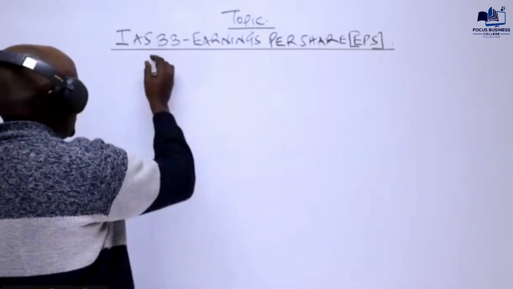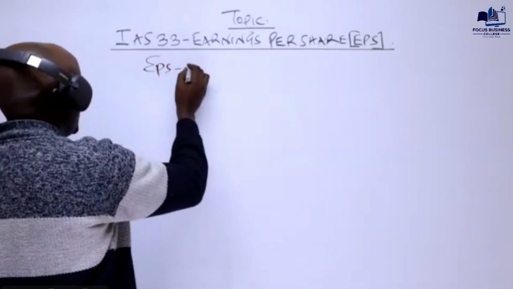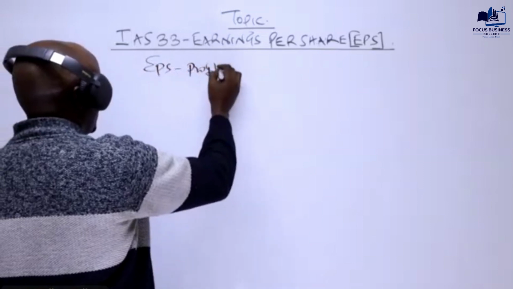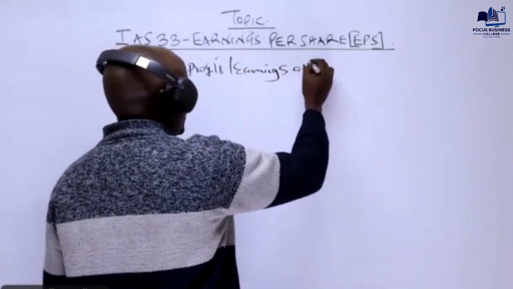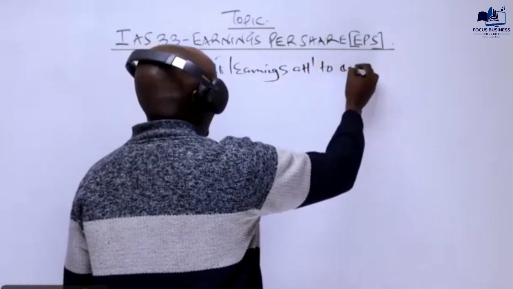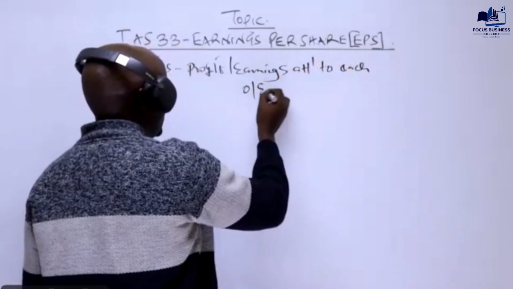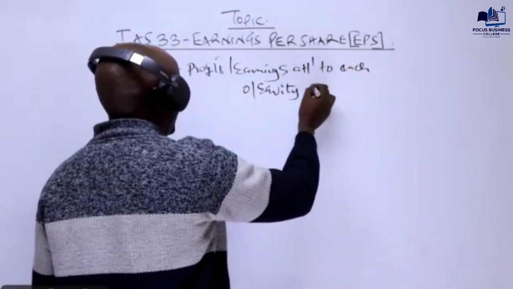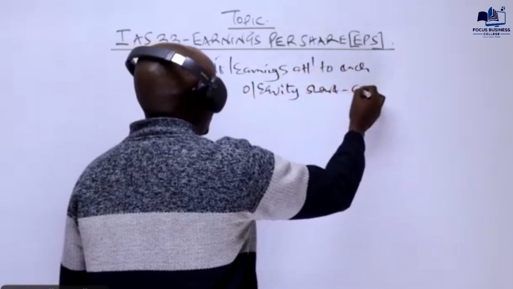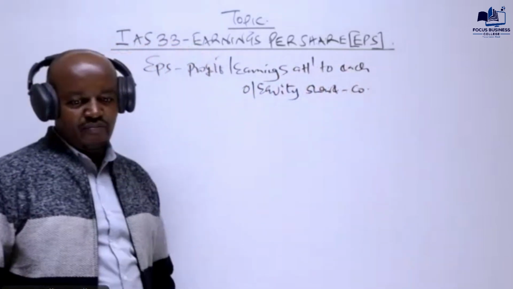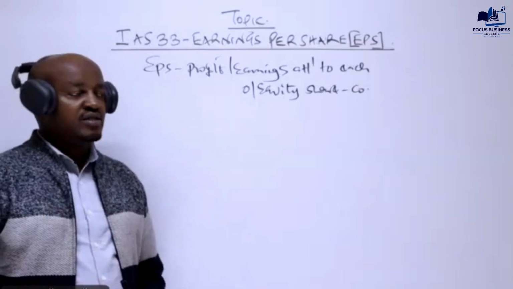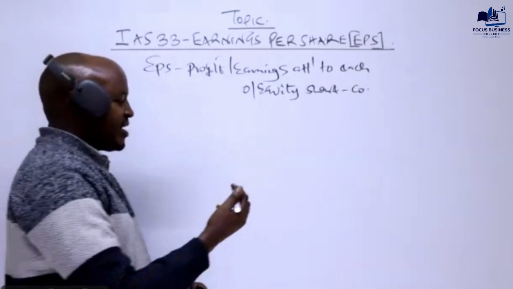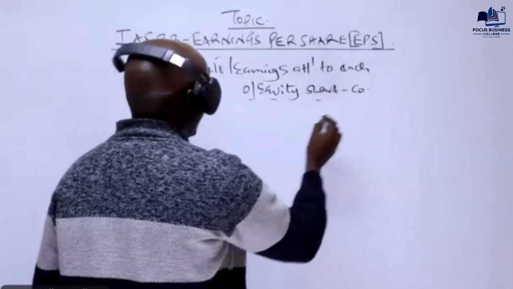So we are saying EPS is the amount of profit, or the amount of earnings, which is attributable to each ordinary or equity share which has been issued by the company. That amount of profit attributable to each ordinary or equity share issued by the company is basically the earnings per share.